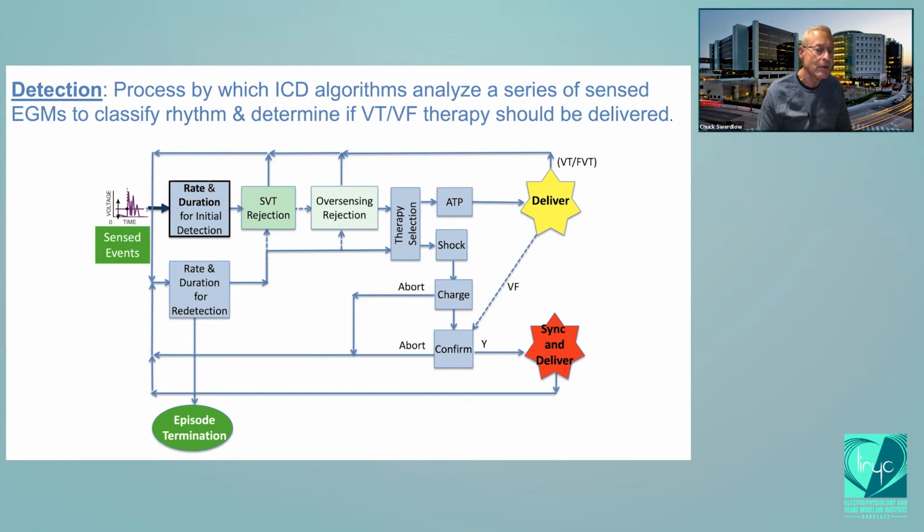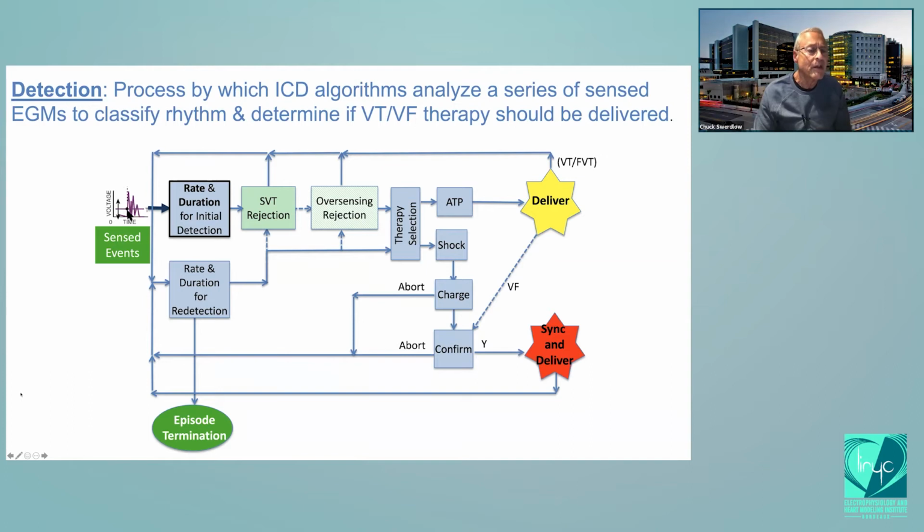Now, I want to separate the concept of sensing from that of arrhythmia detection. Arrhythmia detection is the process by which ICD algorithms analyze a series of sensed electrograms, and they classify the rhythm. And then determine if they should deliver therapy. Now, this diagram has a lot of arrows, and nobody can ever get a lot of arrows down without staring at it for a long time. But I want to just walk you through the key points.